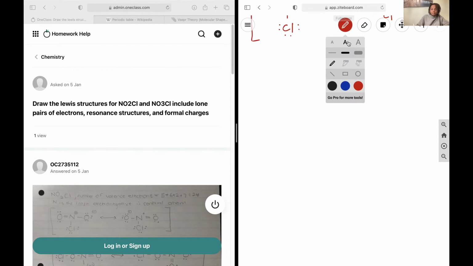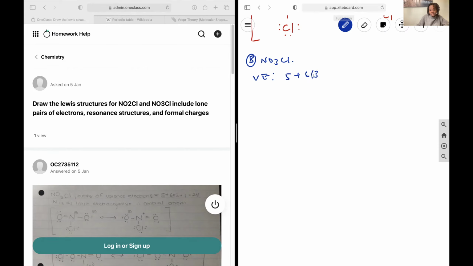Next up, I have NO3Cl. And so again, count your valence electrons. I have 5 plus 6 times 3 plus 7, which is 5 plus 18 plus 7. And that is going to give me 12 plus 18, so I have 30 electrons to mess around with.